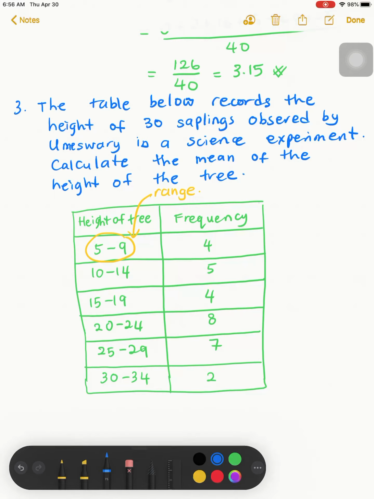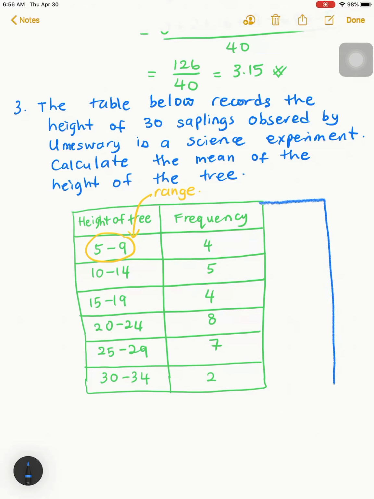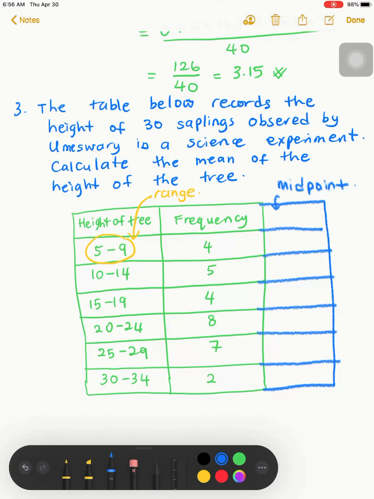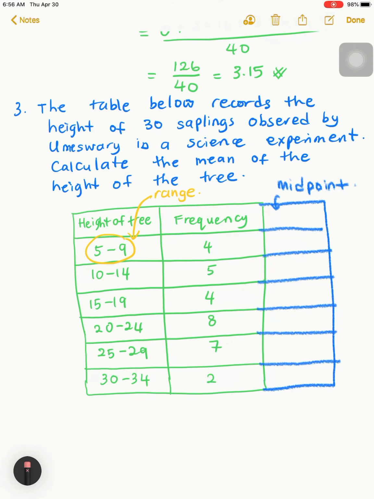So what do we do to find the mean? You have to add another table here to find the midpoint. So how do we find the midpoint? This is the midpoint. Let me write it down here.